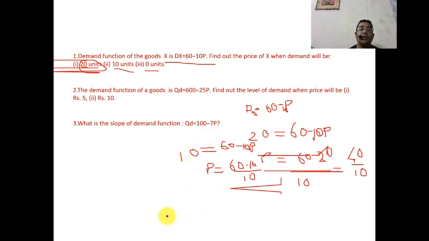Now the second question: the demand function of the good is given by this, and find out the level of demand when the price is 5 and 10. Here you can directly put the price 5 into p: 25 times 5 means 125, minus 600, whatever the answer is, that is the value. Similarly for 10, 25 times 10 means 250, which you subtract from 600 and we will get the answer.